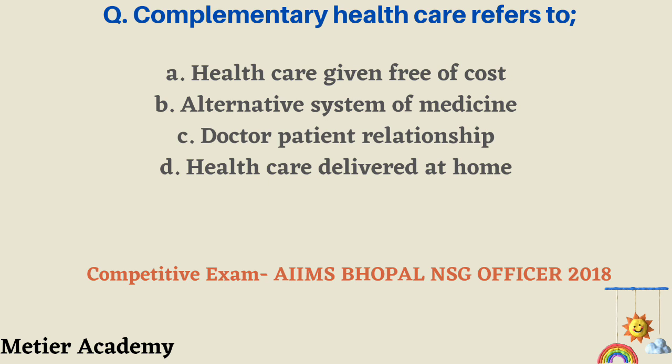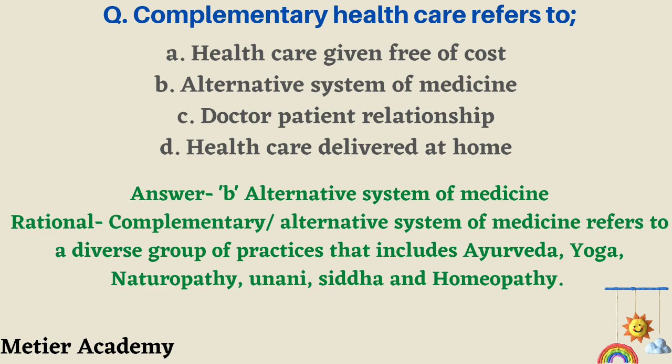The next question is complementary healthcare referred to. Options are healthcare given free of cost, alternate system of medicine, doctor and patient relationship, healthcare delivered at home. This question was asked in AIIMS Bhopal Nursing Officer Exam 2018. And here the correct answer is option B, alternate system of medicine. The rationale behind this is complementary, also called alternative system of medicine, in short CAM, refers to a diverse group of practices which includes Ayurveda, Yoga, Naturopathy, Unani, Siddha and Homeopathy, in short Ayush.